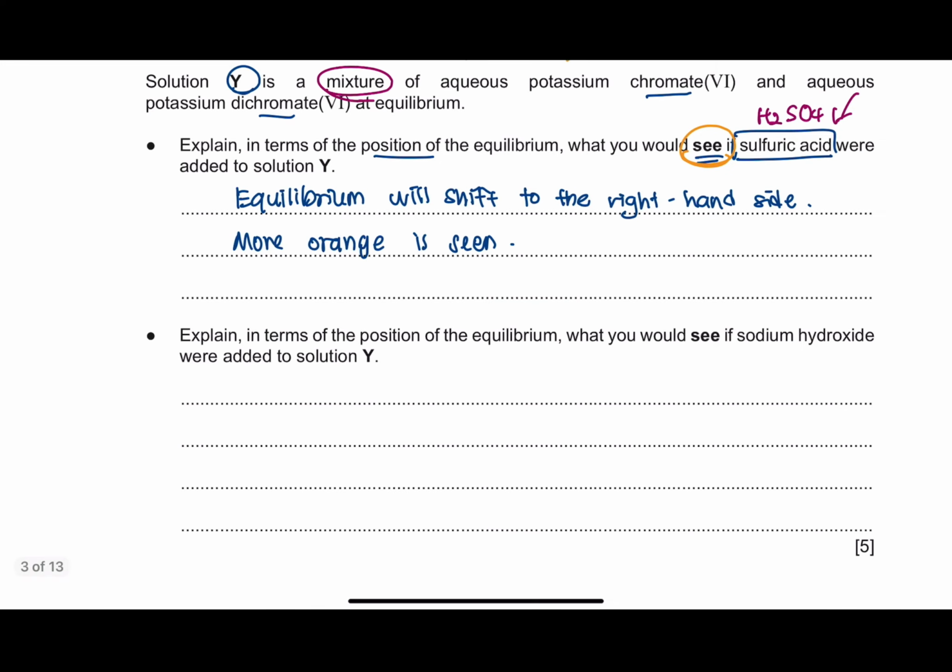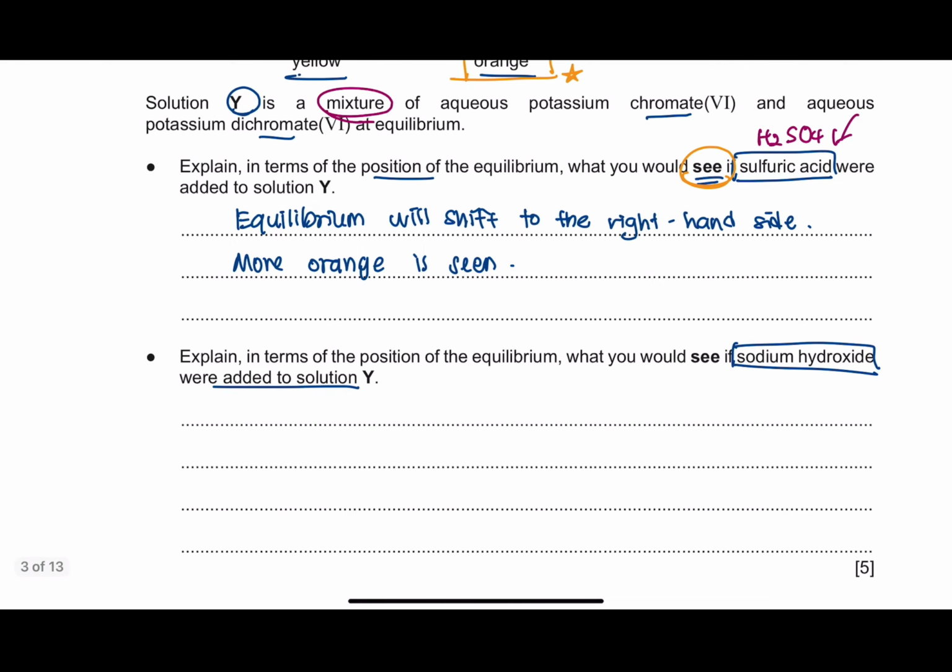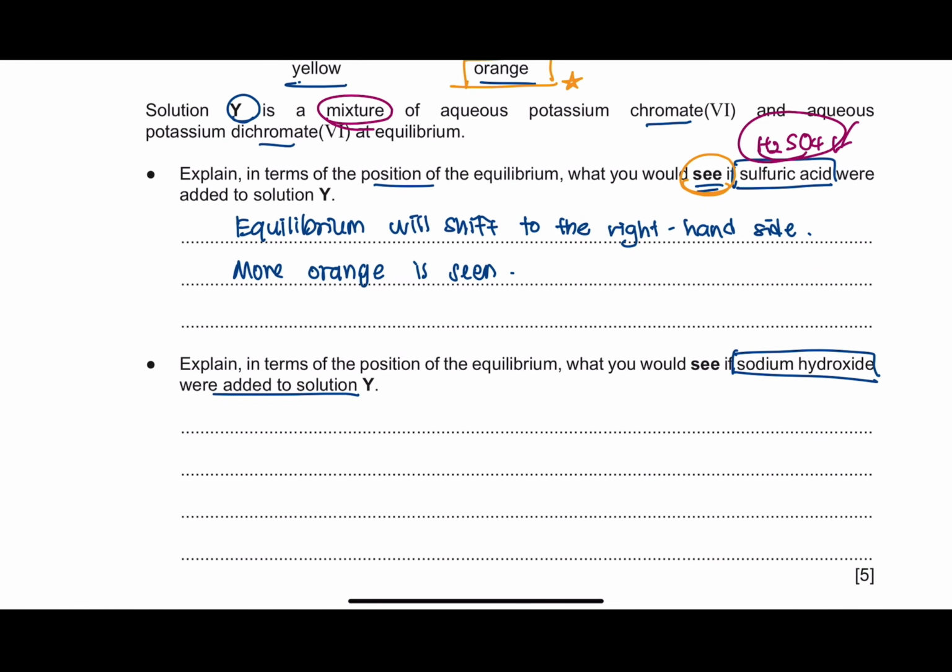Now the next question is asking you to explain in terms of the position of equilibrium what you would see if sodium hydroxide were added to the solution. Why? Now, as you can see previously, we have added sulfuric acid. So sodium hydroxide has a base property. If you add sodium hydroxide to a solution which contains sulfuric acid, it would neutralize the solution.